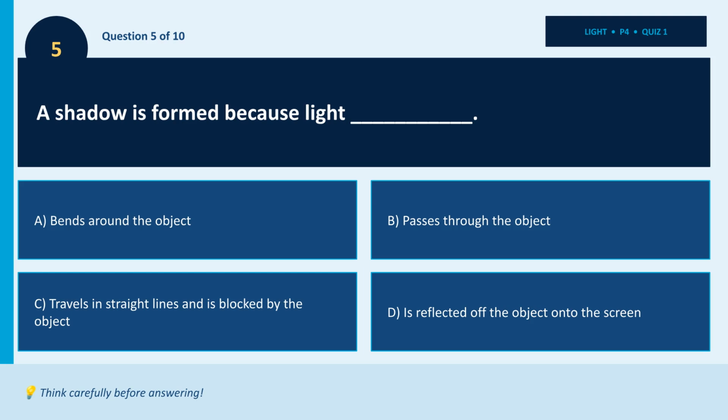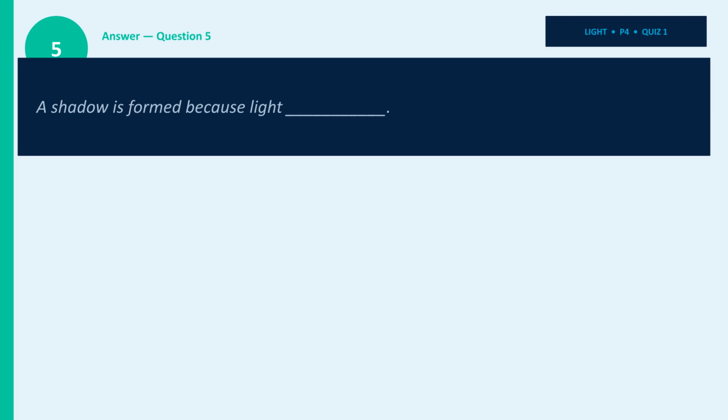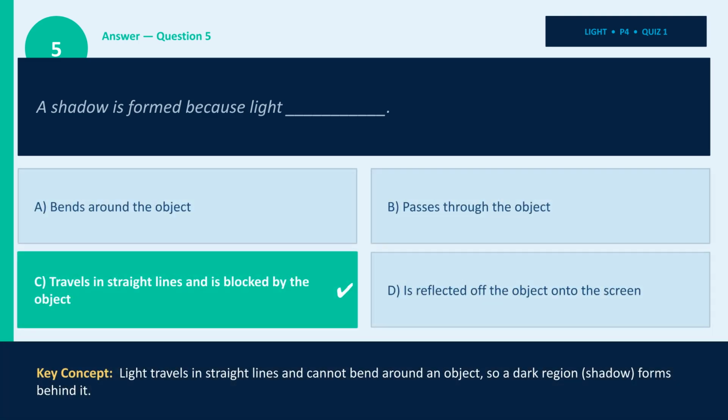Question 5. A shadow is formed because light blank. The correct answer is C. Travels in straight lines and is blocked by the object. Light cannot bend around an object, causing a dark region or shadow behind it.